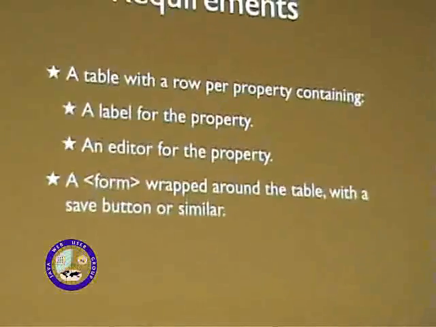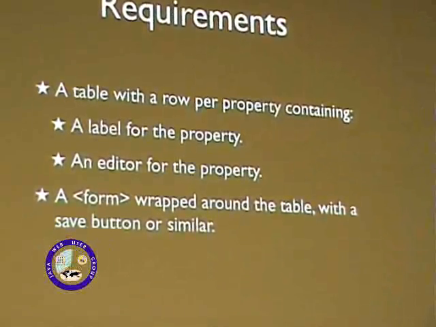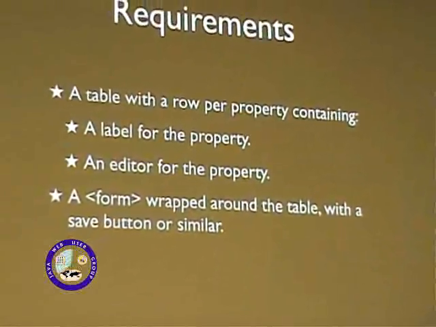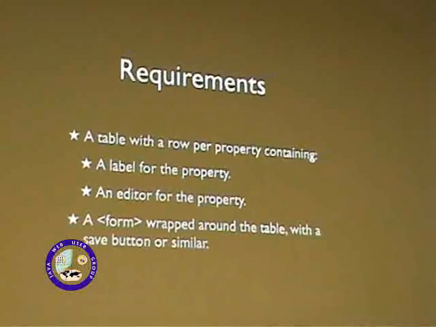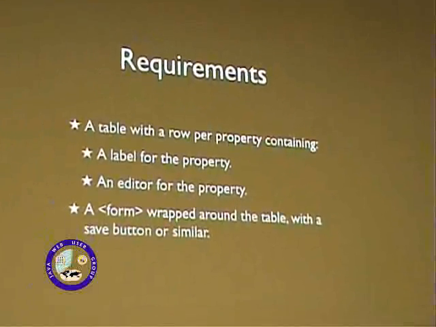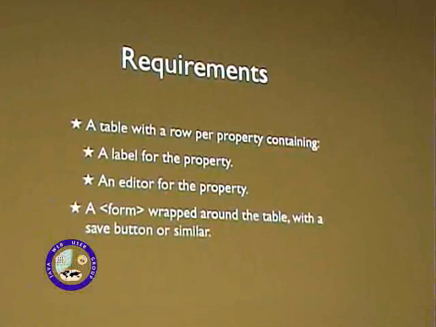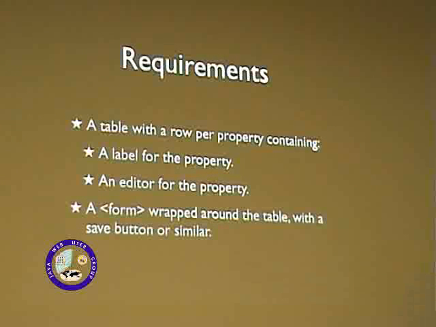So let's have a look and see how we might want to do this in Wicket. So what are we going to have? Well, we're going to have a table. It's going to have a row for every field and every property in our bean. We need a label to tell the person what it is. And we need to have some kind of editor for it, like a text field or a drop-down box or something. And we need a form with a save on.